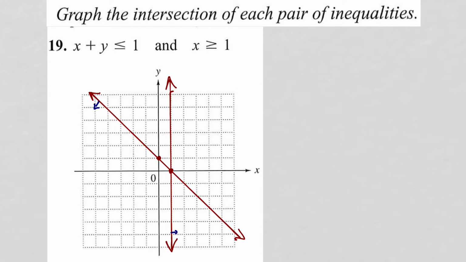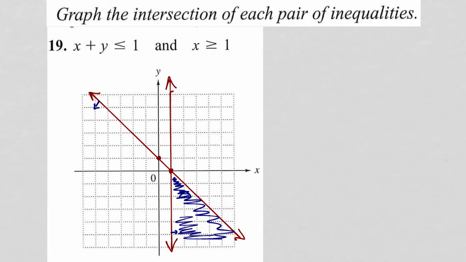Okay, now, remember that we're shading below this line and to the right of this line. But the and is only the intersecting portion. So the only portion that's below this line and to the right of this line is this area right in here. So that's the area that we're shading.